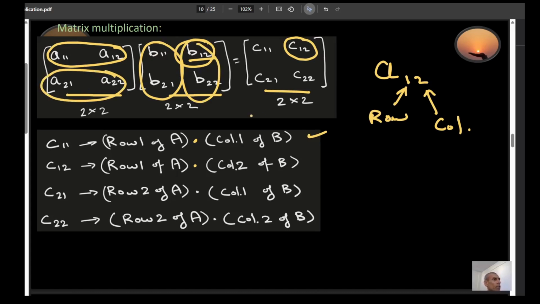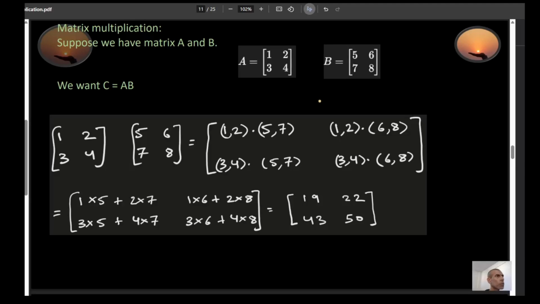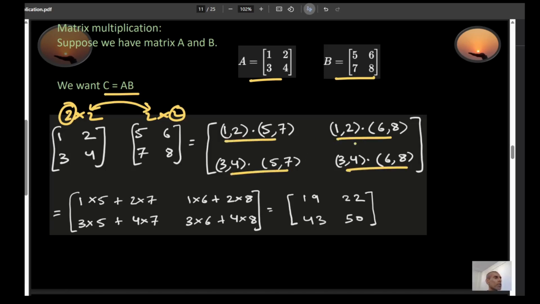So let's understand this with an example. So suppose you have matrix A and matrix B, and you want to perform matrix multiplication. You want something like this, C equal to AB. So this is my matrix A right here. This is matrix B. Now this one actually has 2 by 2, and this one also has 2 by 2. My 2 and 2 are the same. That means I can perform matrix multiplication. Now my final matrix is going to be 2 by 2. So 2 rows and 2 columns. So I have 2 rows right here, and 2 columns. You can see that.